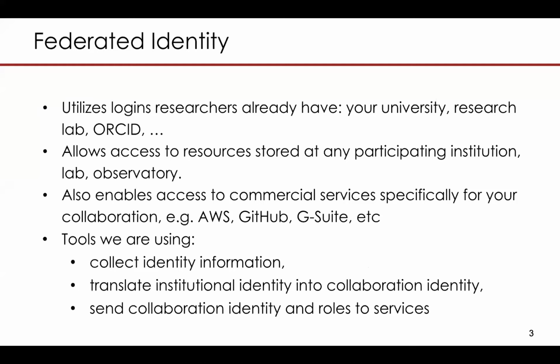The other nice thing is that many commercial services, AWS, GitHub, G Suite, assume that they're dealing with enterprise consumers who have a single source of identity. And so by having our federated identity system, we basically are translating your identity into a SciMMA identity or into a collaboration identity. And so for the purposes of these commercial services, everybody who's in the collaboration looks like they belong to a single organization, which is what those services expect.